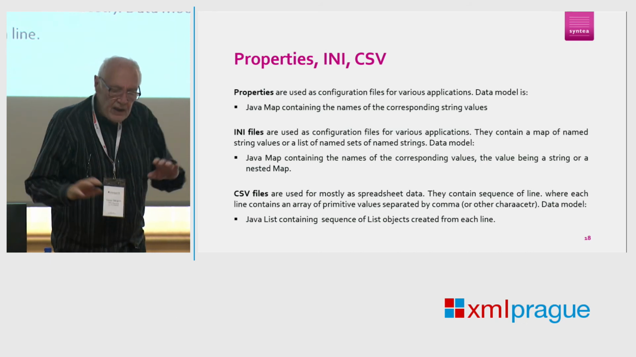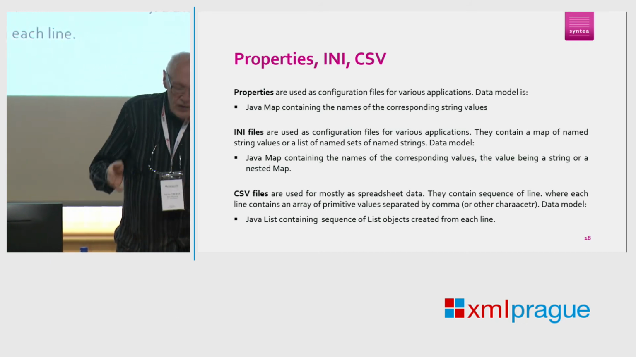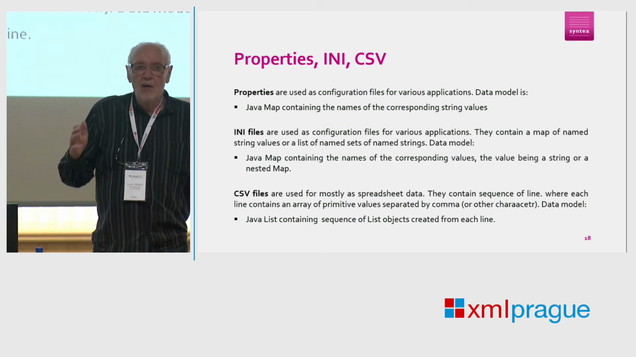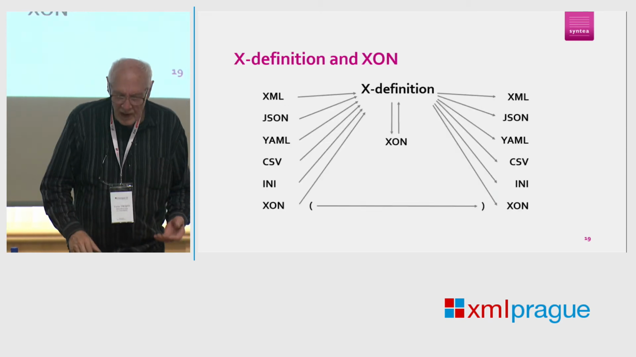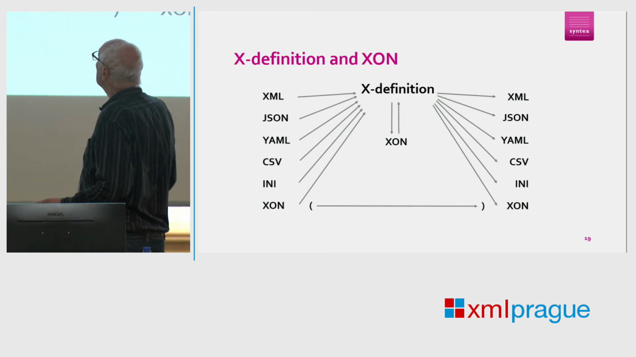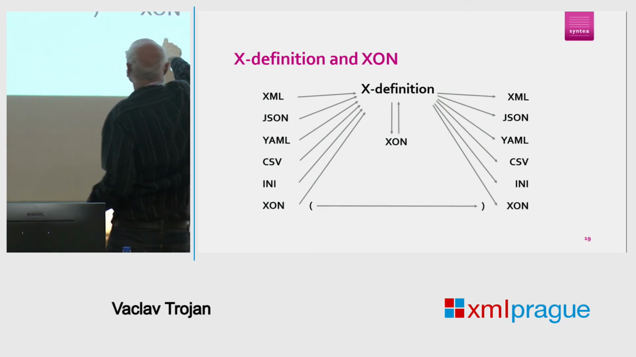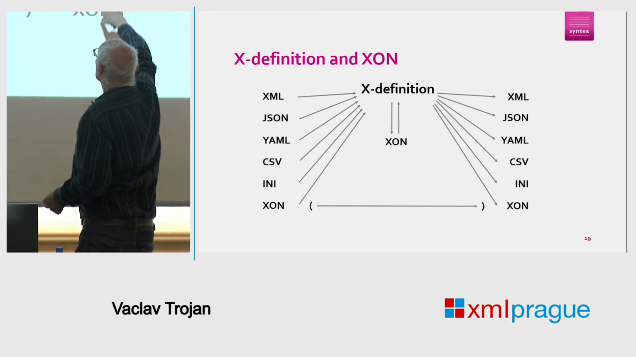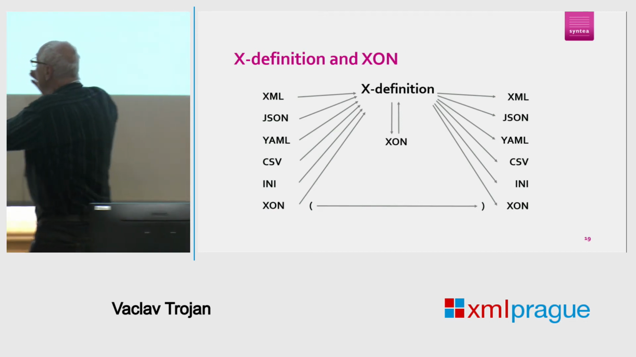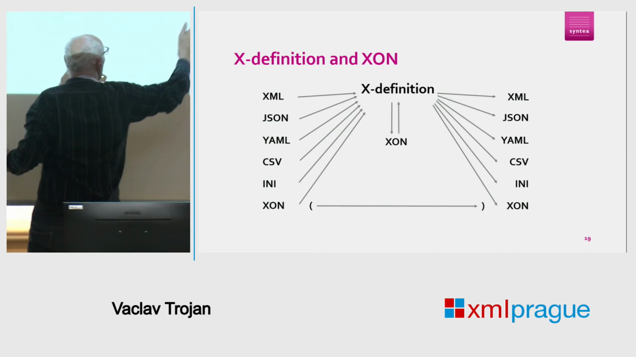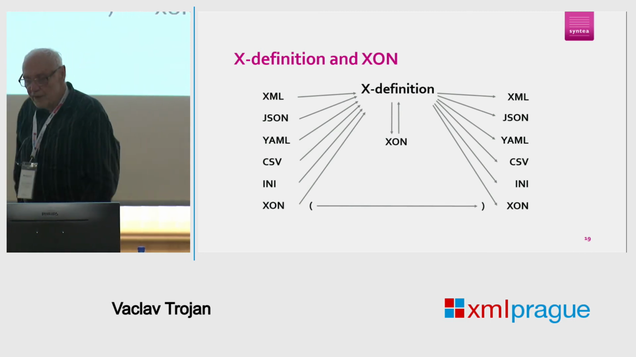In a similar way we are processing also Windows ini files, properties, comma-separated values. All these structures can be described by XDefinition, and we can use XDefinition as a general processor which is able to create XON from any XML, any JSON, and from that we can create back XML, any of these formats. Or we can use XON directly to communicate with some other system.